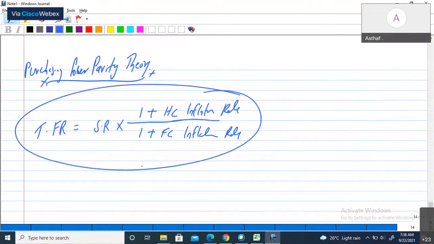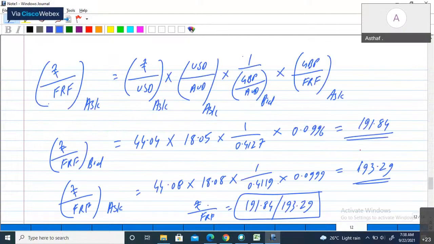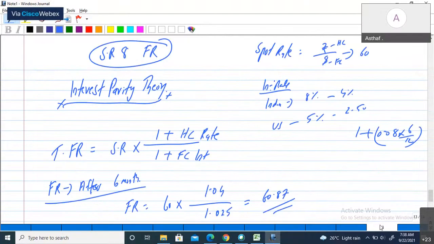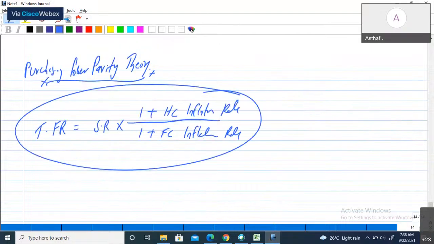The method of finding the number is the same way we did it, but the method is different. Instead of the interest rate, we will take inflation. The formula application is everything the same. So we discussed interest rate parity, and we discussed purchasing power parity theory.